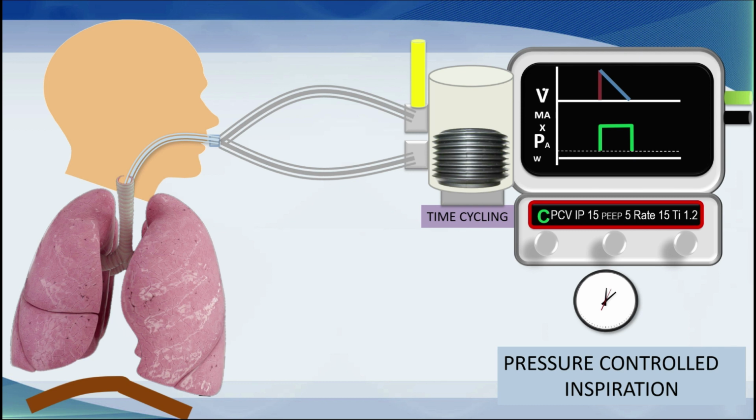On the waveform screen, you will note the triangular shaped waveform for decelerating flow. It reaches baseline at 0 flow and stays there until the end of inspiration. Also note the square-shaped or top hat-shaped pressure waveform characteristic of pressure control ventilation.